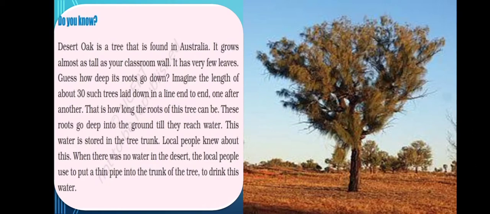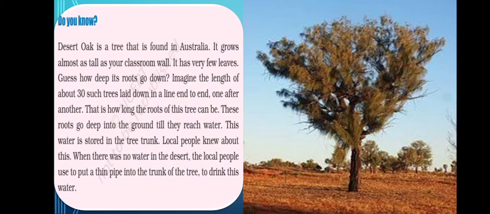These roots go deep into the ground till they reach the water. This water is stored in the tree trunk. When there was no water in the desert, the local people used to put a thin pipe into the trunk of the tree to drink this water.